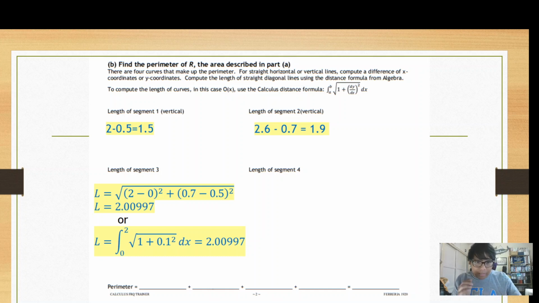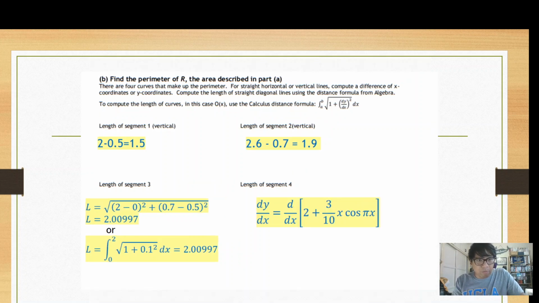Let's apply that same formula to segment 4. The first thing to do is take the derivative of our O function. So dy/dx is the derivative of 2 plus 3/10 x cosine pi x. The derivative of 2 is 0, but the derivative of 3/10 x cosine pi x is going to be a product rule. And when you take the derivative of cosine pi x, that's going to be a chain rule.